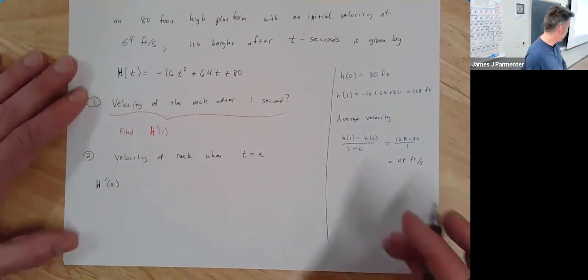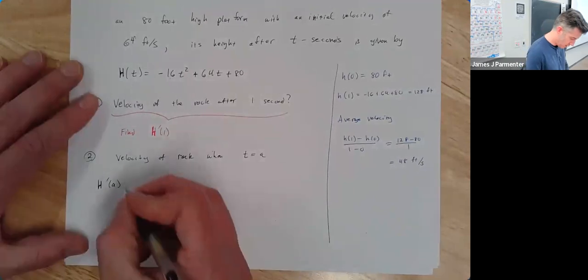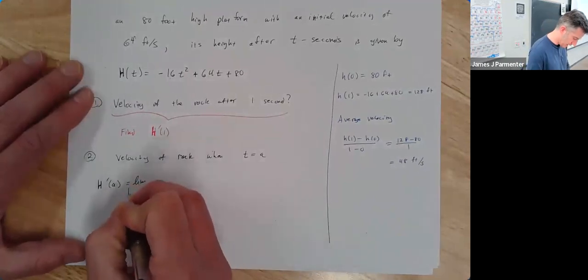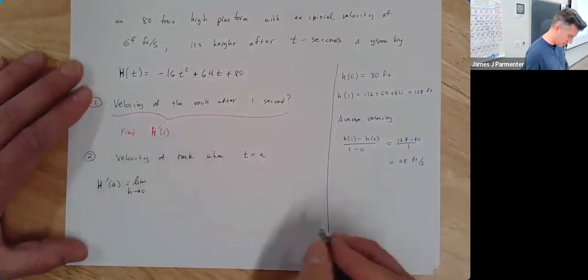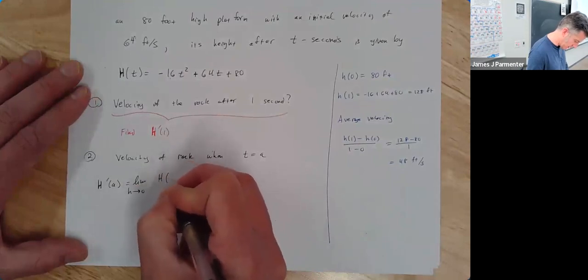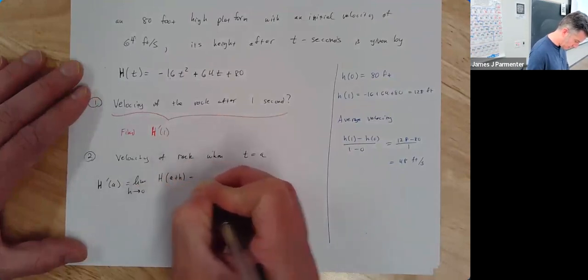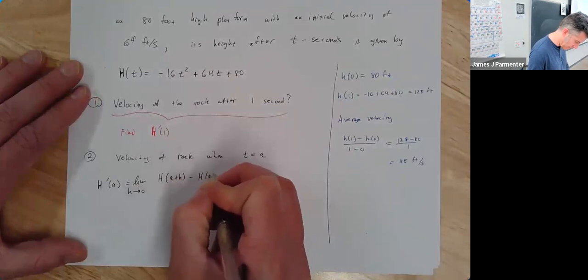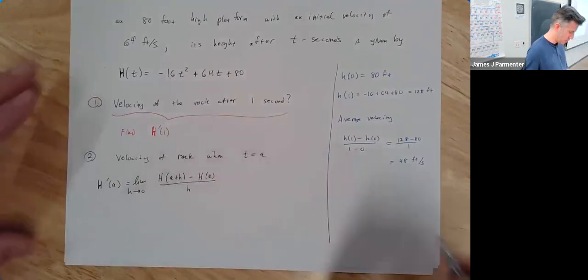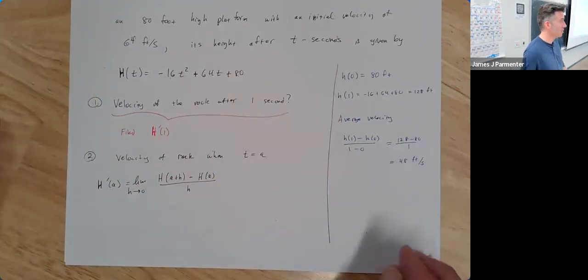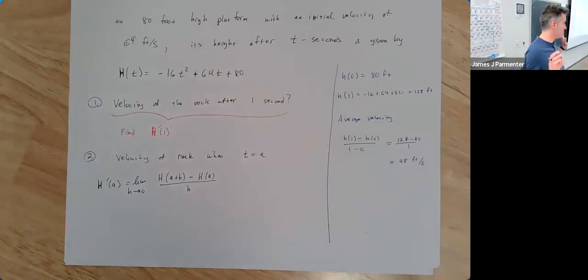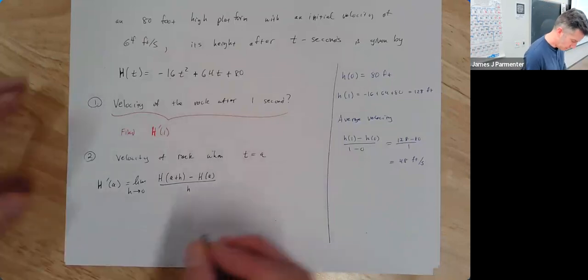So to find capital H prime of A, it's the usual thing. It's the limit as little h goes to 0 of capital H of A plus h minus capital H of A, all over h. Same thing every time for this limit definition of the derivative. It can't be any more the same every time. So now we're going to do it.